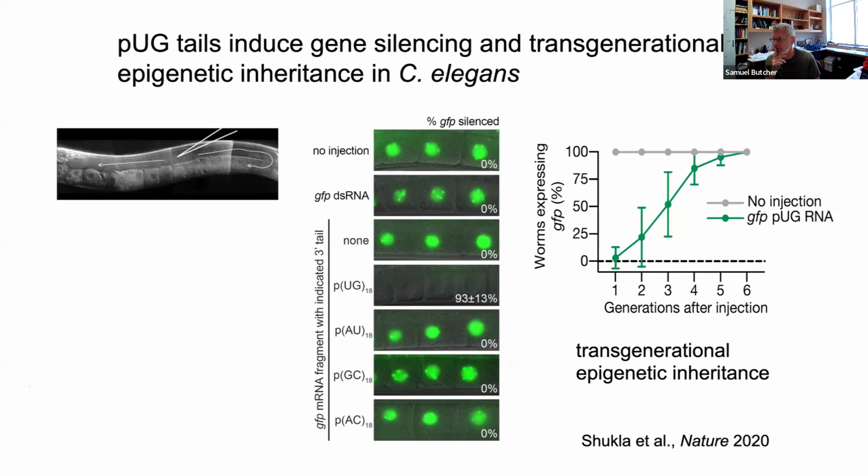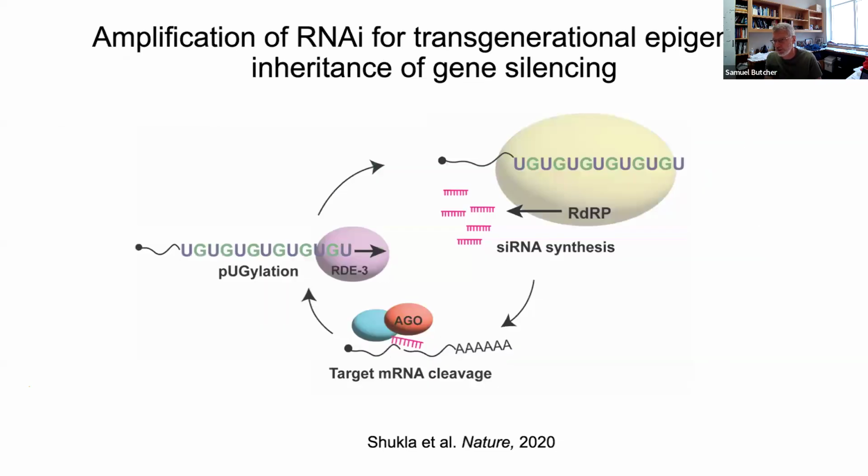No one had ever observed this until 2020. And so now you can see why the C. elegans genome is almost devoid of PUGs, because they turn off gene expression for generations. So what C. elegans uses these PUG tails for is as a form of innate immunity to combat viral infections and also harmful genetic elements like retrotransposons. Or in this case, GFP. So it's a portable type of system that lasts for generations.